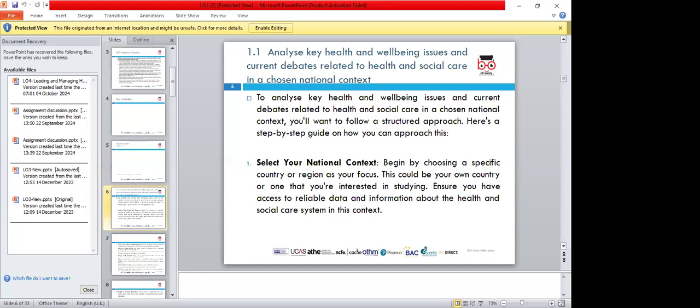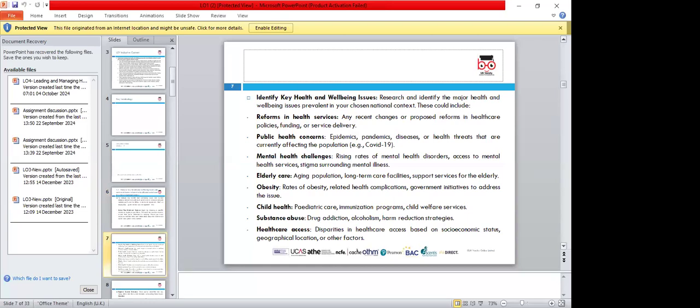So I did mention that in selecting your national context, you begin by choosing a specific country. And this is when we finish the lectures, in answering your questions, we just have an overview, okay? By choosing a specific country or region as your focus. This could be your own country or one that you are interested in studying, ensuring you have access to reliable data and information about the health and social care system in that context. And I said, for that matter, I use the UK as your case study, okay?